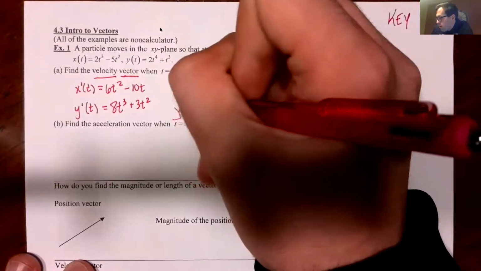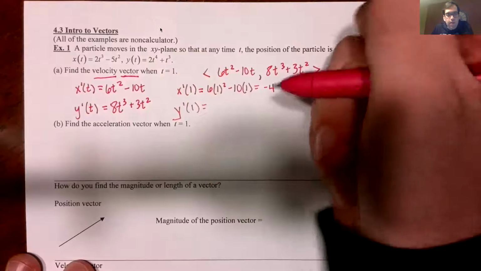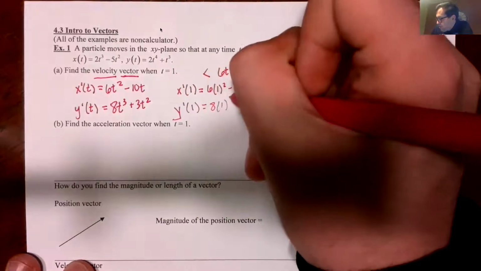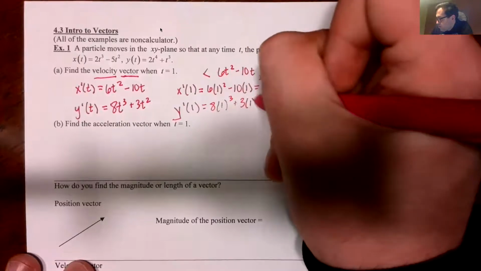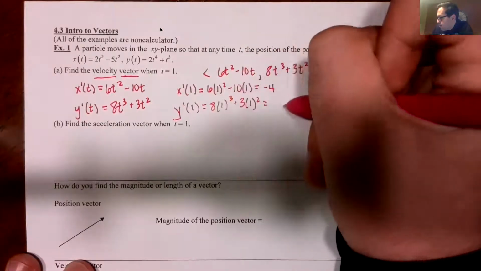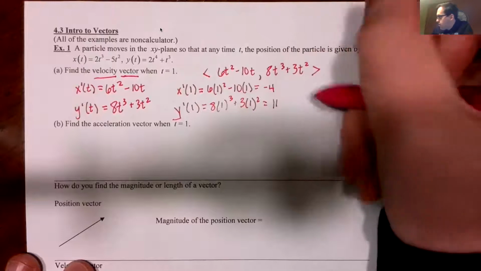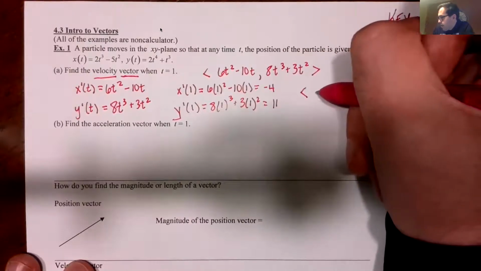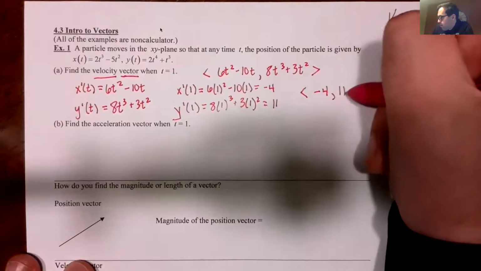And we have the y prime of 1. Don't mind my weird looking y there. And we've got 8 times 1 cubed plus 3 times 1 squared. So what we got? 8 plus 3, so 11. So the final answer is going to be in the angled brackets, -4, comma, 11.